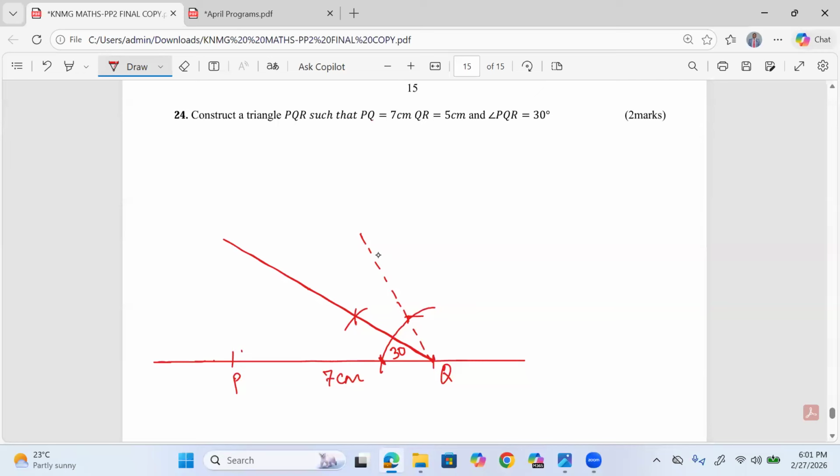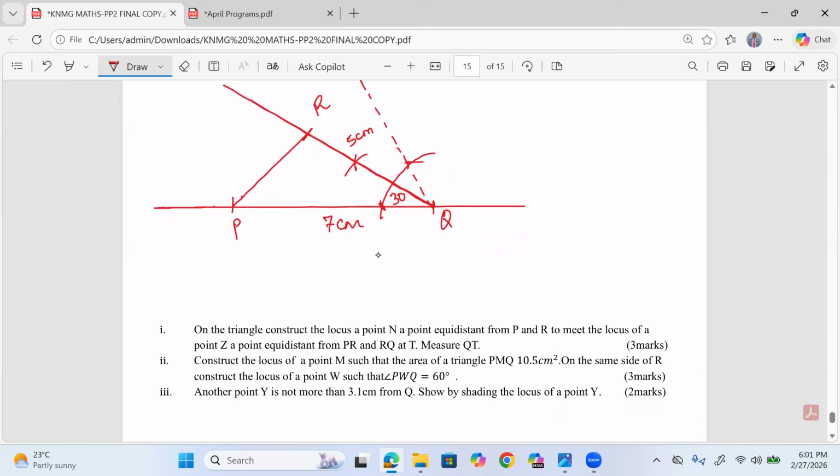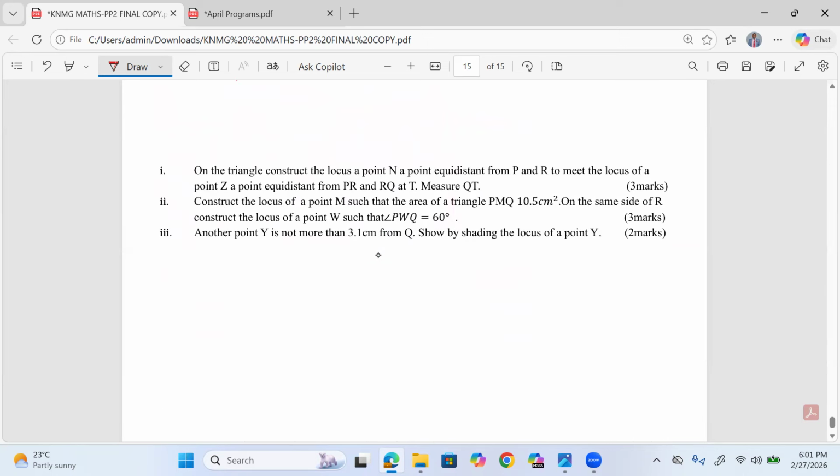So with 30 degrees like that, we need to know that the length from Q to R is 5 centimeters. So now we measure 5 centimeters from Q, and we mark on this line 5 centimeters. This becomes our R. And when we join R to P, we should have our triangle like that. So we got our triangle PQR. Very easy to construct. Now we get to the other instructions.